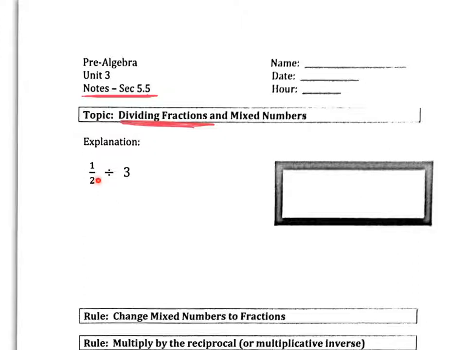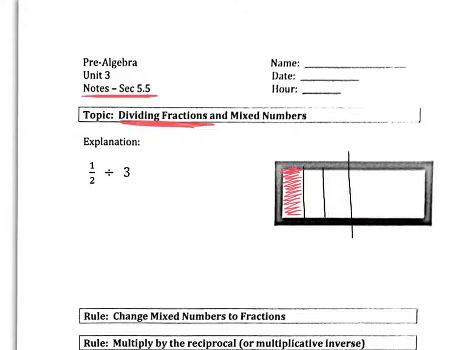So think of that as half of a candy bar being divided by your 3 friends. The first thing we have to do is take this whole candy bar here and divide it into 2 parts to get half. So that would be about there. So there's the half. Now the half gets divided by your 3 friends. So you have to split that half into 3 parts. And you're left with this much for each person.